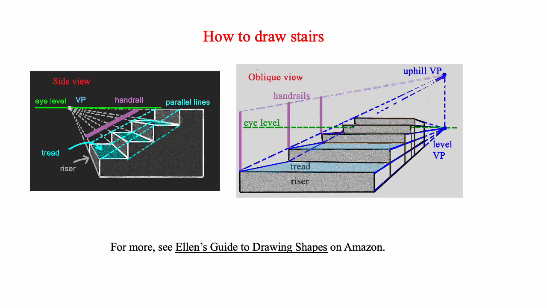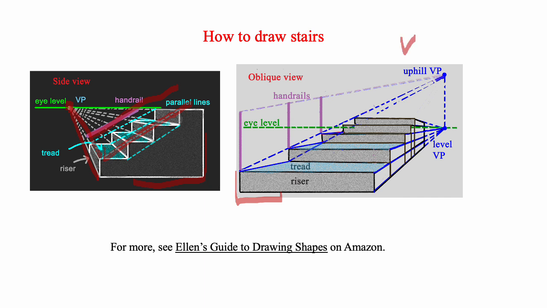Here are two ways of drawing stairs in one-point perspective. And we know it's one point because they have true horizontal and vertical lines. In this first case, the risers, which are vertical, and the treads, which are horizontal, have edges that go to the vanishing point on eye level. The handrail and the incline, in this case, are parallel, so they don't converge.